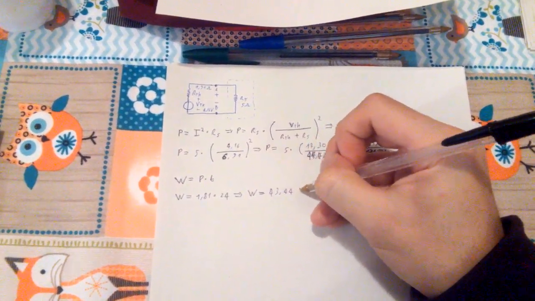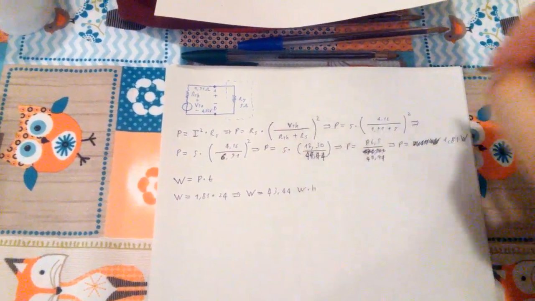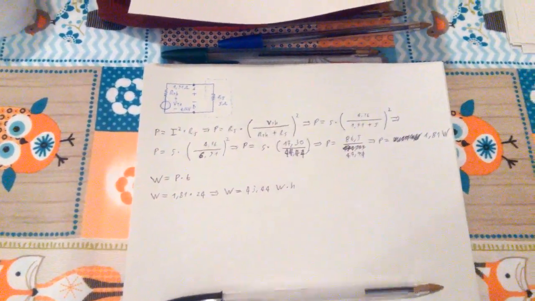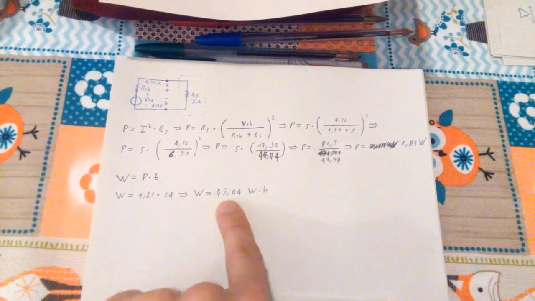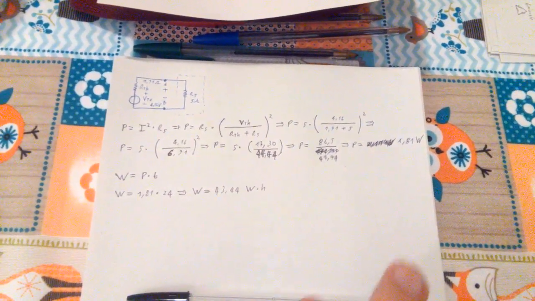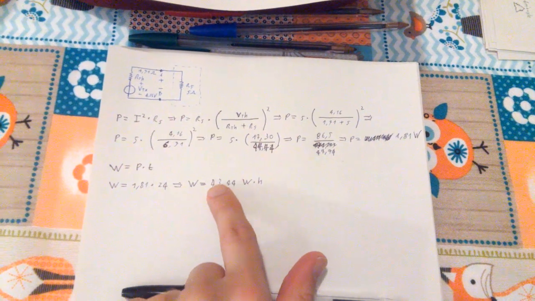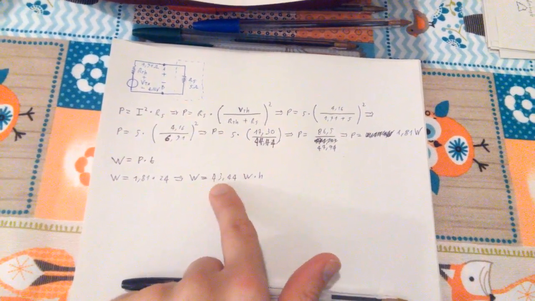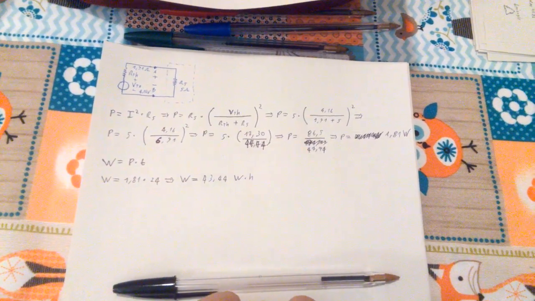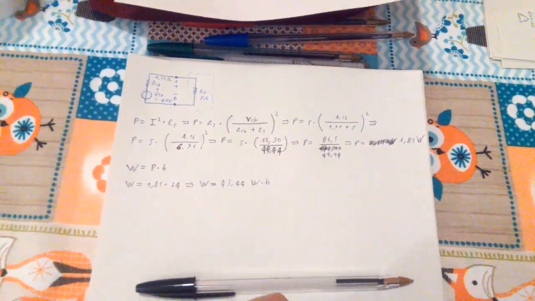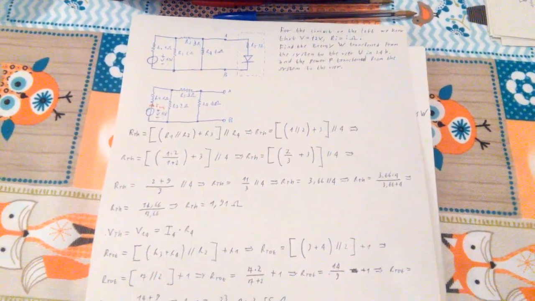The energy is 1.81 times 24, which is about 43.44 watt-hours. So that's it. By using this appliance for 24 hours, we have used 43.44 watt-hours. So yeah, that's pretty much it for this problem.